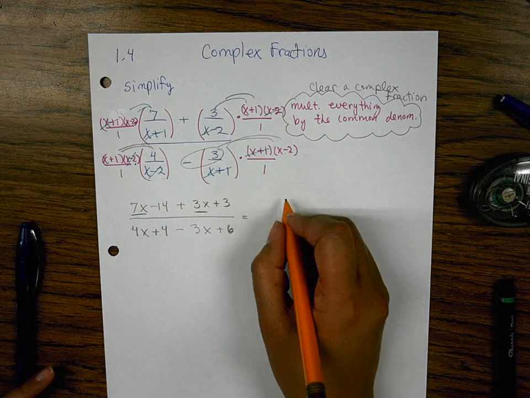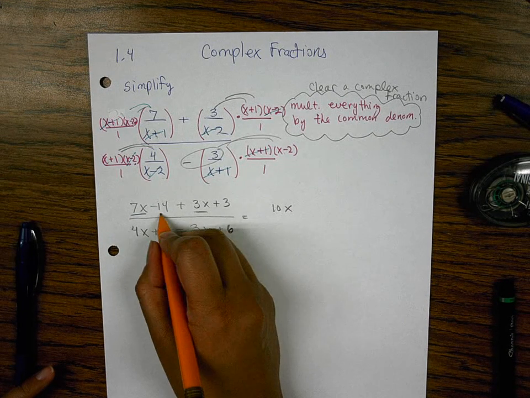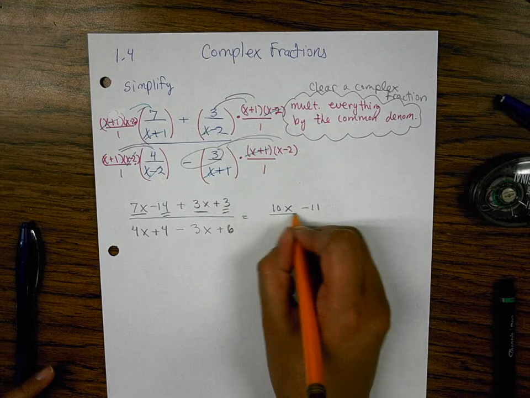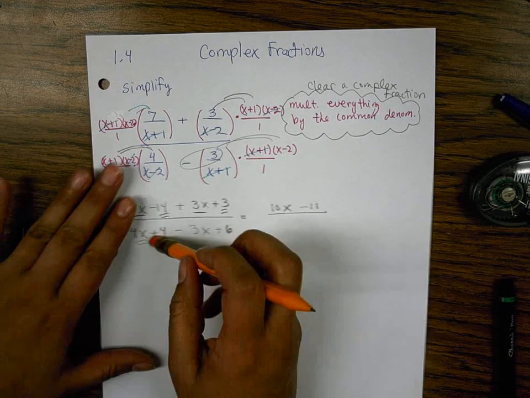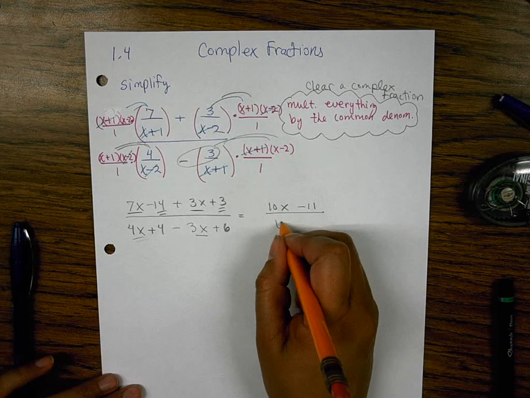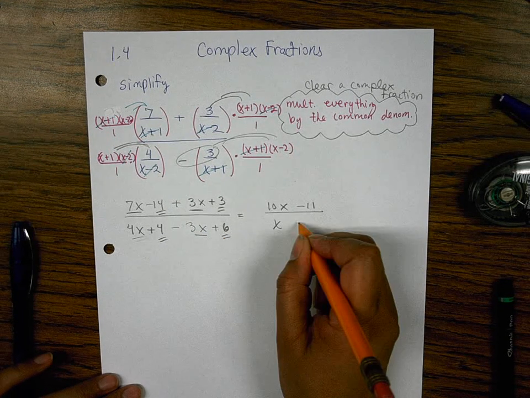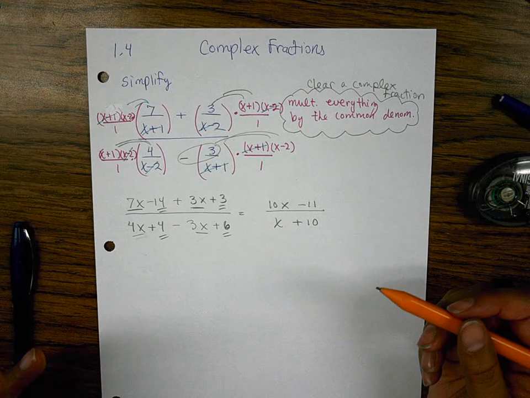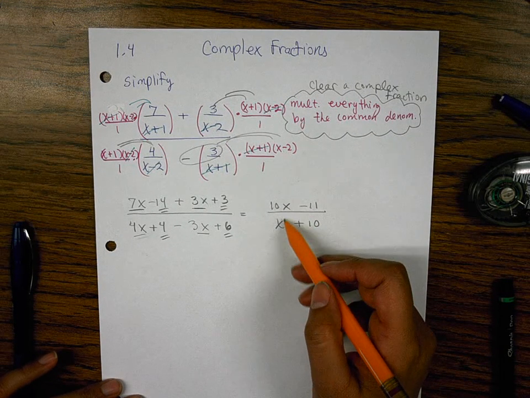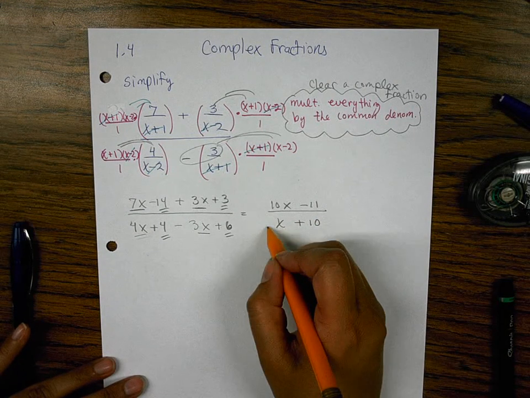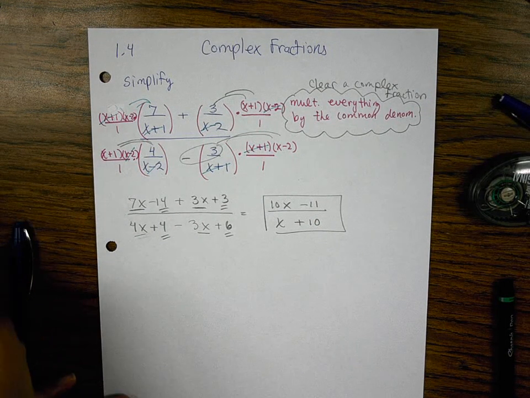7x, 3x is 10x. Negative 14, positive 3 is negative 11. 4x and negative 3x is 1x. Positive 4 and positive 6 is plus 10. Is there anything to reduce? No, I can't reduce these x's. I just cannot. I can factor or try to factor it, but since nothing factors, this is my final answer.